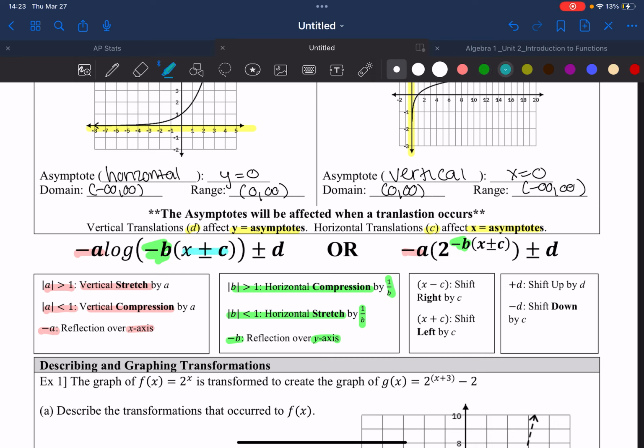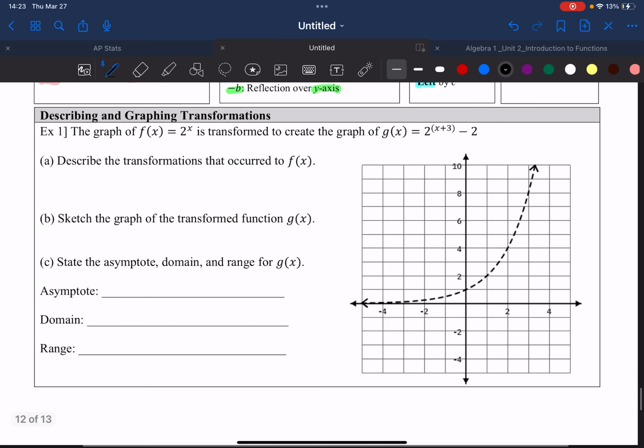Now c. If we see x minus c, that means we're going right, and x plus c means we're going left. And then lastly, d, remember, affects whether we are going up or down. So if it's positive, we're going up. If it's negative, we are going down. So let's look at example 1.